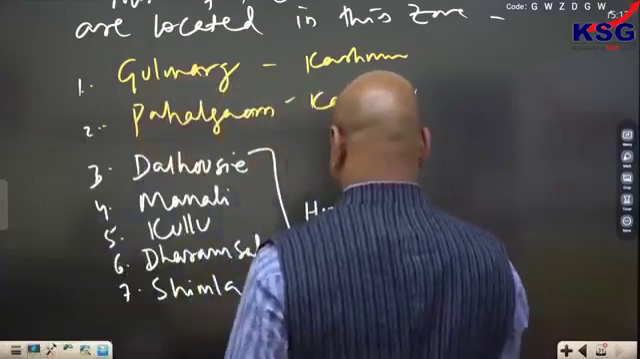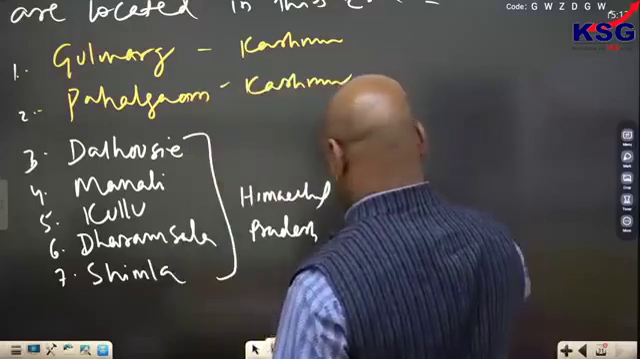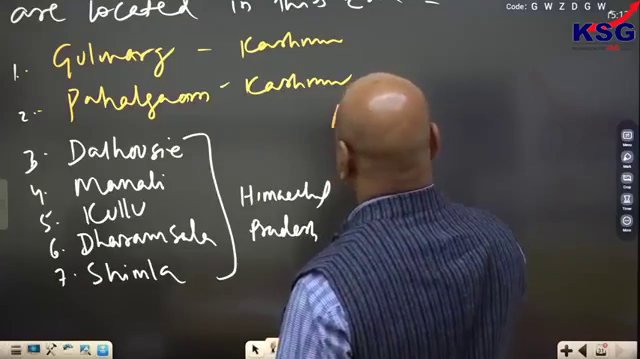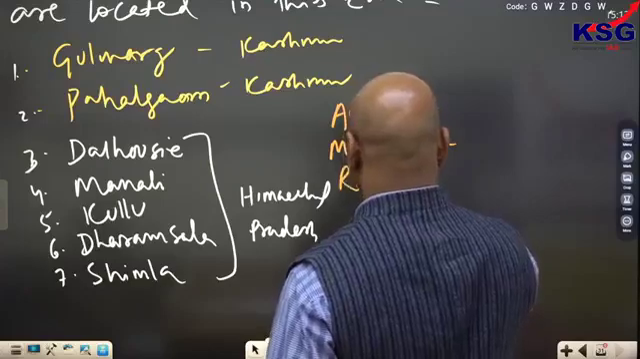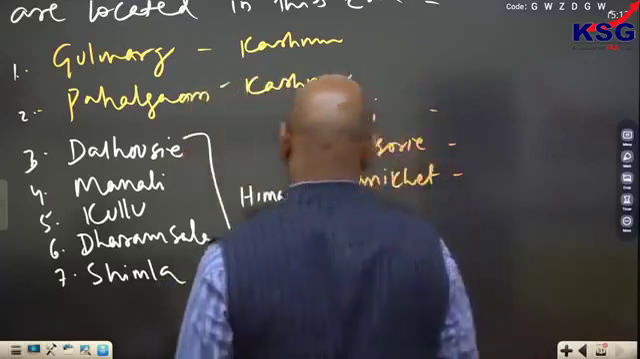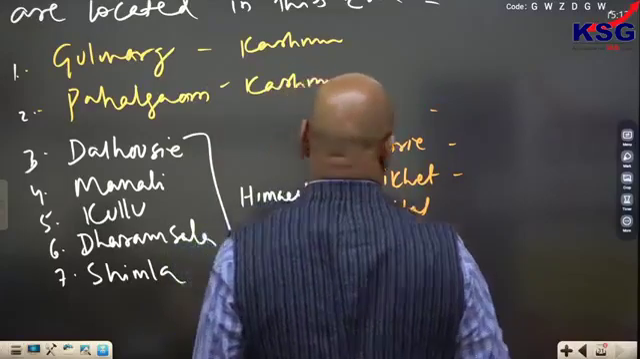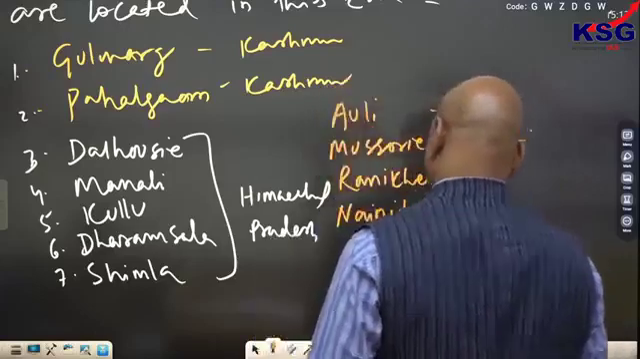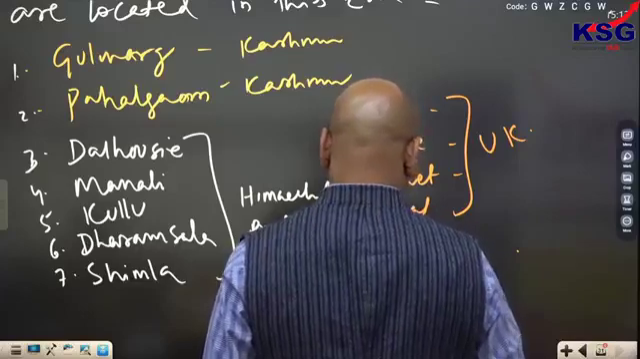We have also hill stations in, for example, Uttarakhand: Auli, Mussoorie, Ranikhet, Nainital. All these are in Uttarakhand. We have also Darjeeling, Kalimpong. Darjeeling, Kalimpong, it is West Bengal.